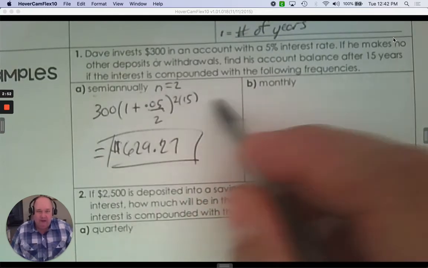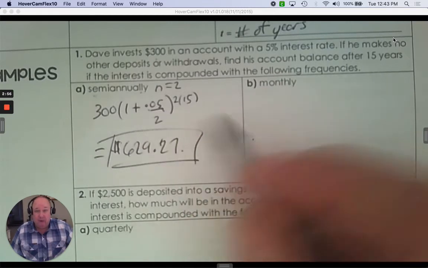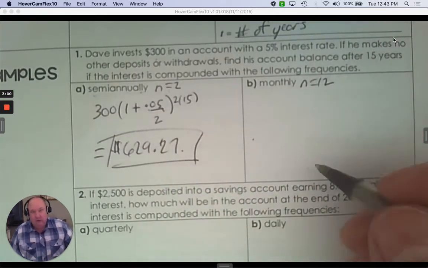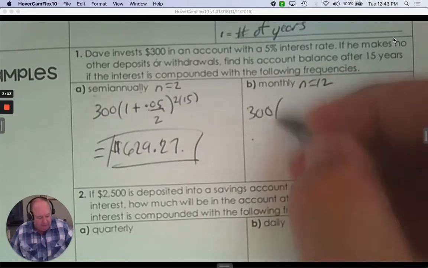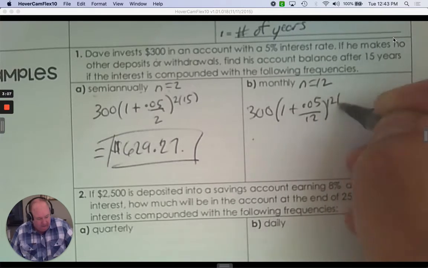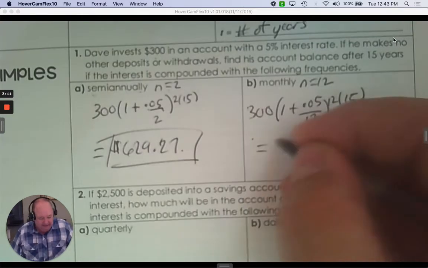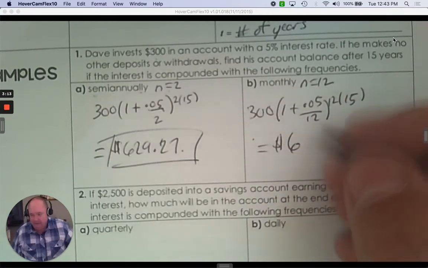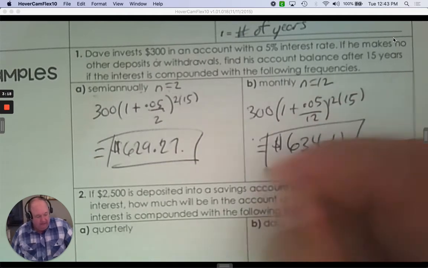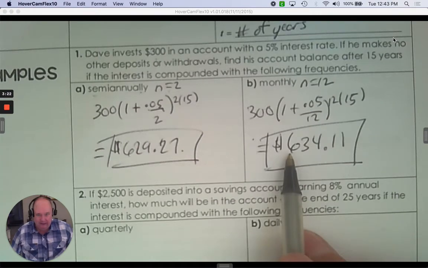Now, how would that change if it's monthly? Would you expect this to be more or less if you're compounding it more often? Instead of twice a year, monthly means 12 times a year. So everything else would be the same except for N. We change that to 12 and then put that in your calculator. You'd expect it to be a little bit more, and it is. The amount in your account would be $634.11. So the more times you compound, the more that's going to be in your account.